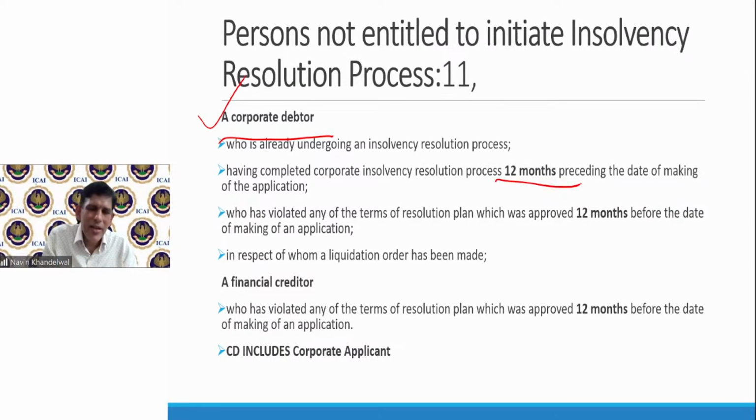Or my company is under liquidation. I cannot go and say, please admit me in insolvency. The company is already under liquidation. Or I have been one of the companies which has submitted a resolution plan for some other company, but I violated the terms of the resolution plan, which was approved 12 months before the application. Then I'm not eligible. So the corporate debtor is not allowed. A financial creditor who has violated the terms of a resolution plan. Suppose a financial creditor has given a resolution plan, but he is not able to fulfill the conditions of the resolution plan. He is not allowed.